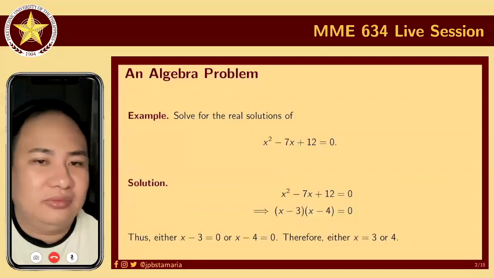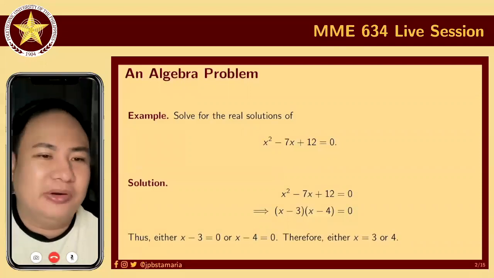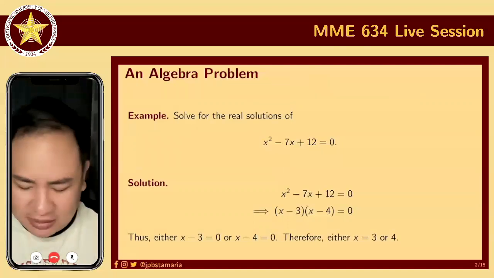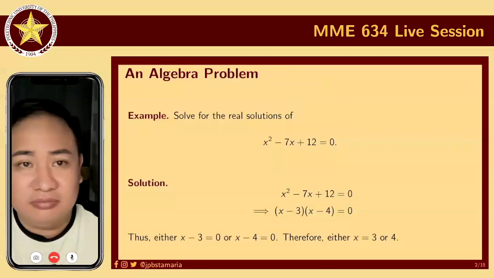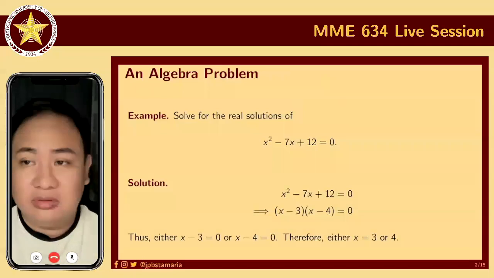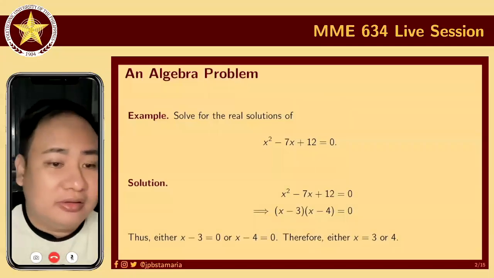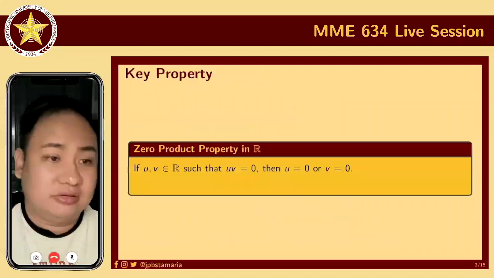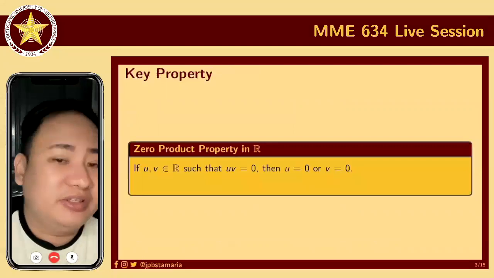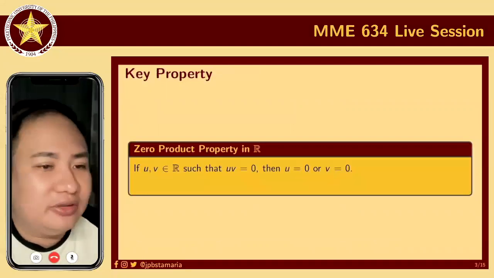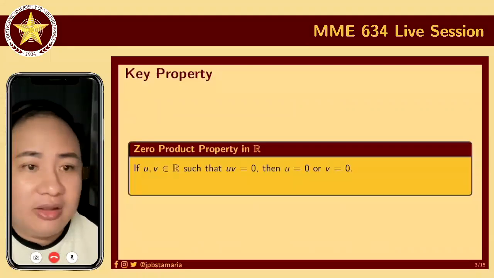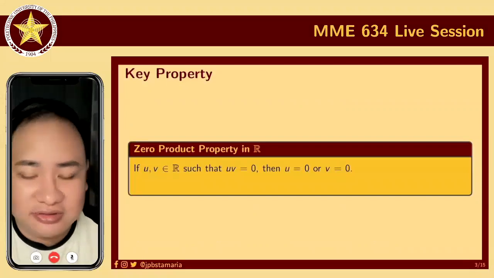Can you tell me kung anong tawag nyo sa property na yon na sinulat ko on the board? Meron ba kayong pangalan? May pangalan ba kayo doon sa ano na yun? Zero product property, sir. Zero product property. Yeah. In fact, that's also what I wanted to call that property. Now, the zero product property in the real number system states that if u and v are real numbers, so that their product is 0, either one of these factors is equal to 0.